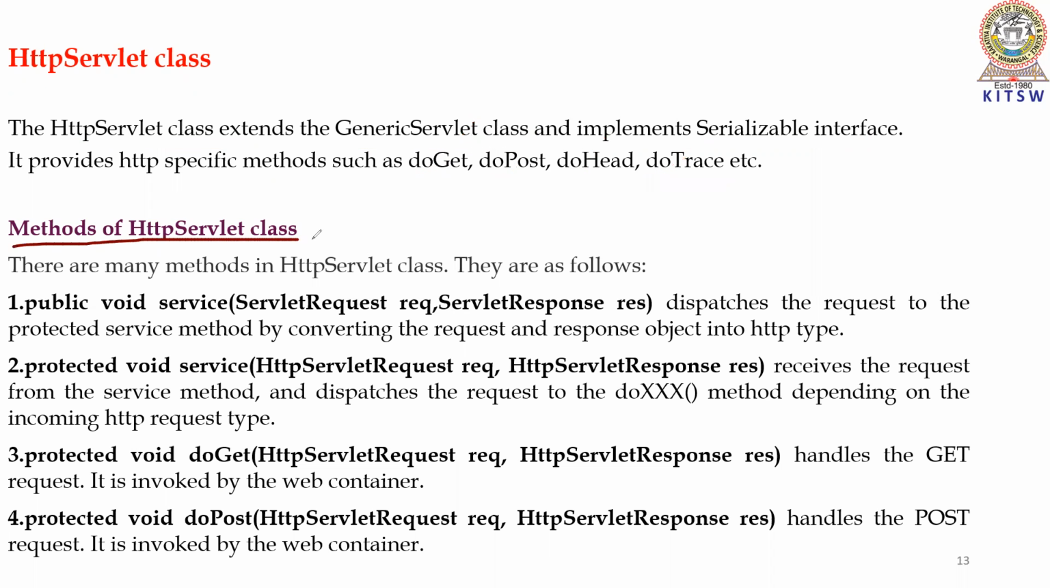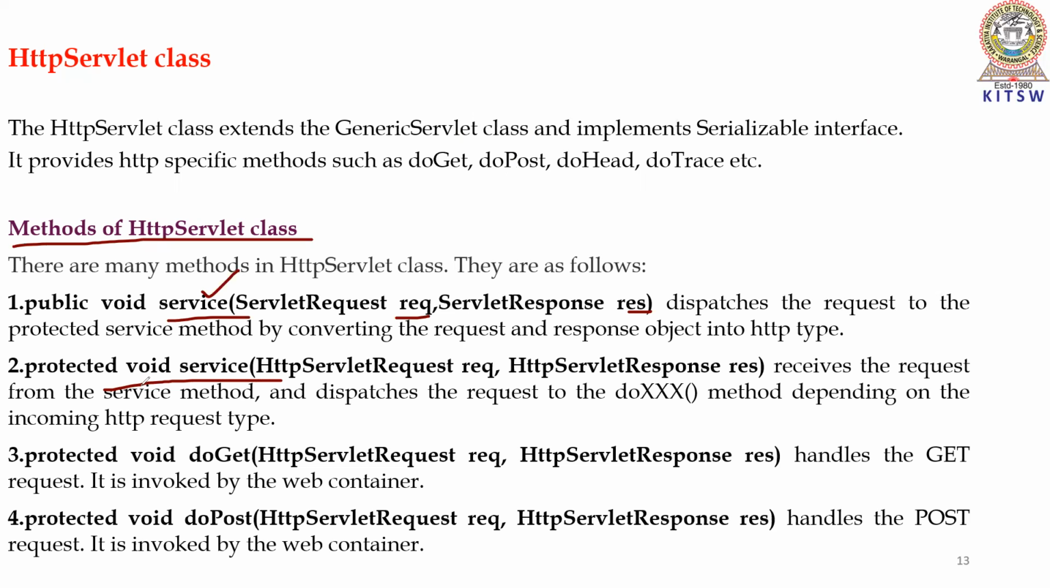What are the different methods that are available in this class? First one is the service method. It accepts two parameters, request as well as response. Next one is protected void service. This is also similar to the service method that we have discussed in previous slides. That is the use of the service method.